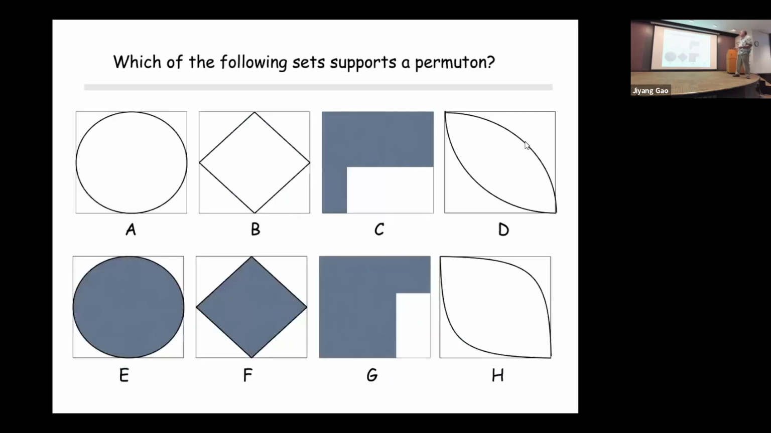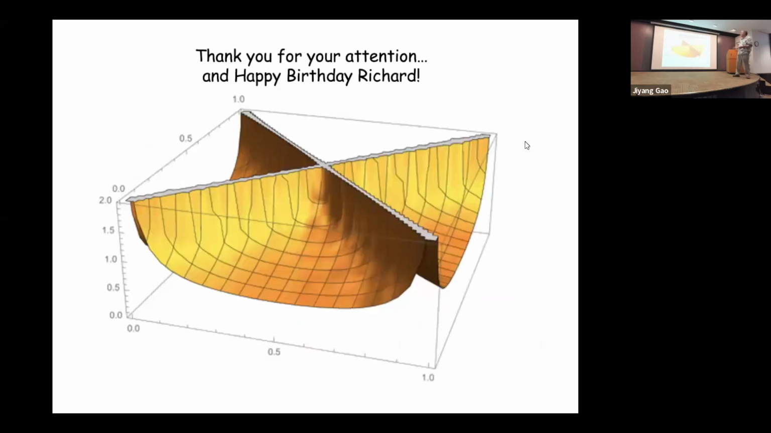This, by the way, does anyone want to try guessing? That is not the support of a permuton. That one is, this one is, but that isn't. This one isn't. That one is. This one is, and that. There you go. All right.